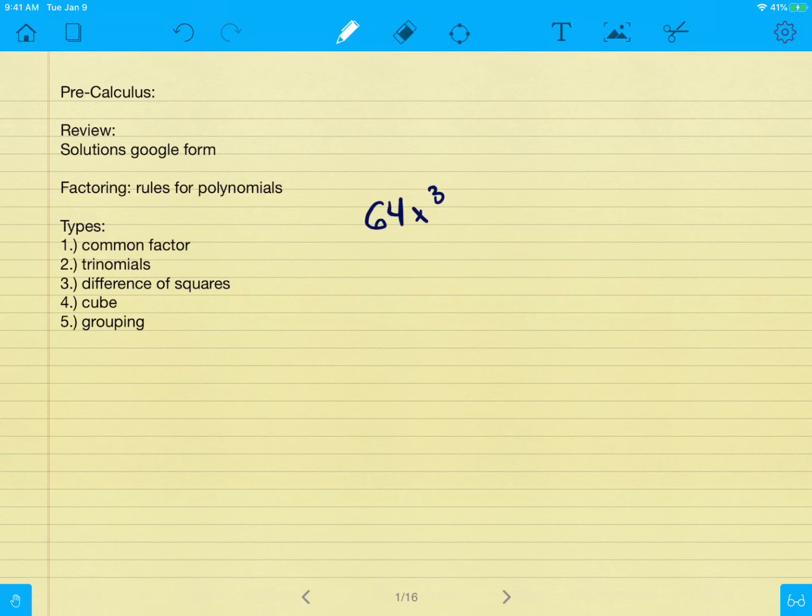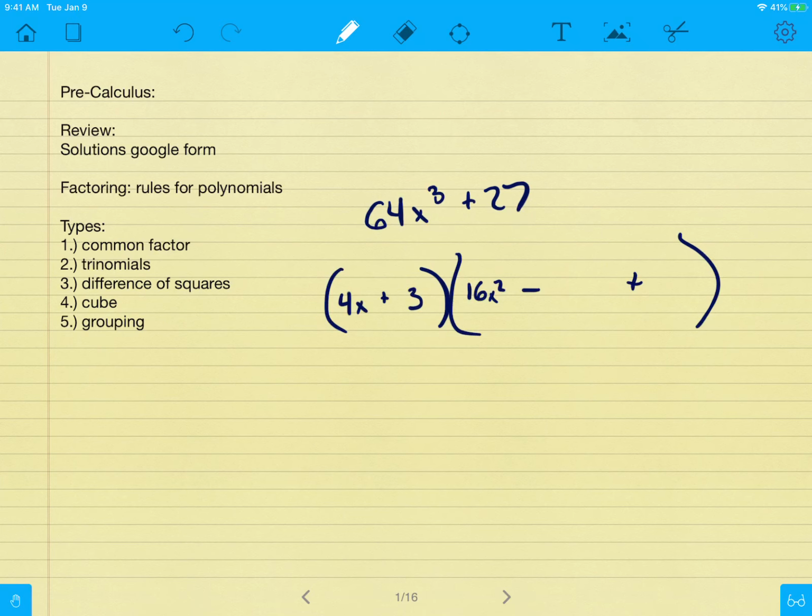64x cubed plus 27. So it's small parenthesis, large. The cube root of 64 is 4, and then x, and then the plus sign, and then the cube root of 27 is 3. And those two numbers help me figure out the back. So it's going to be an opposite sign, then always positive in the back. 4x squared is 16x squared. The middle term is the 3 and the 4x multiplied together, which is 12x. And then the back item is the 3 squared, which is 9. And again, you shouldn't be able to factor this thing apart. It should not make the 12 no matter how you do it. But there you go.